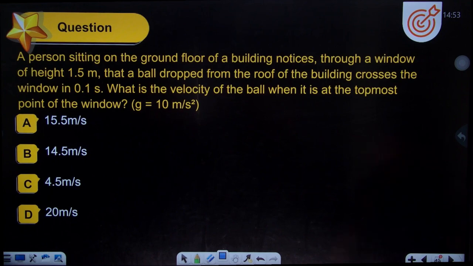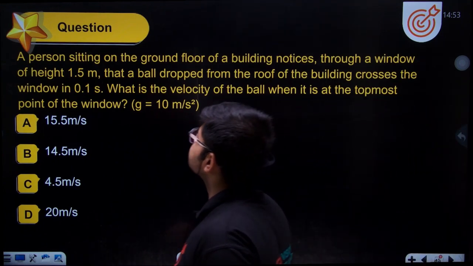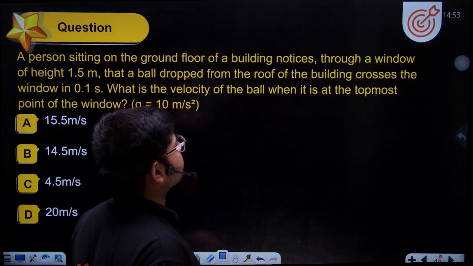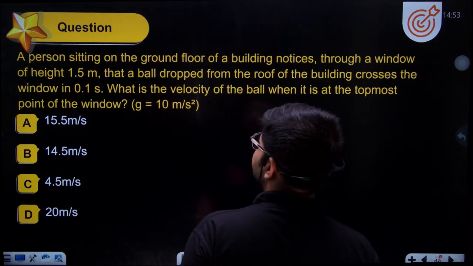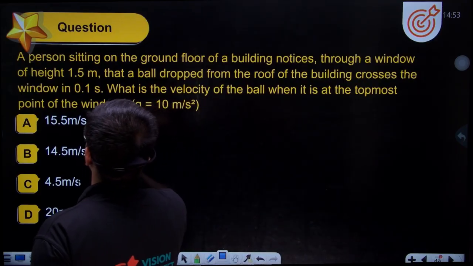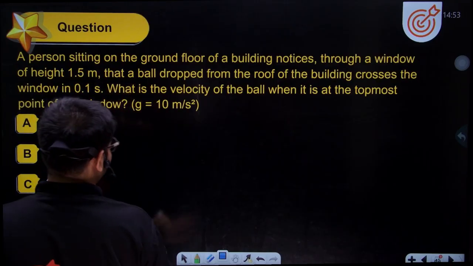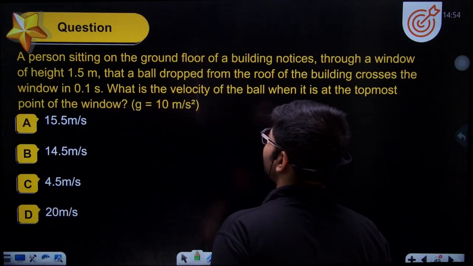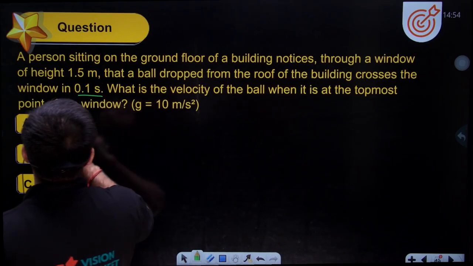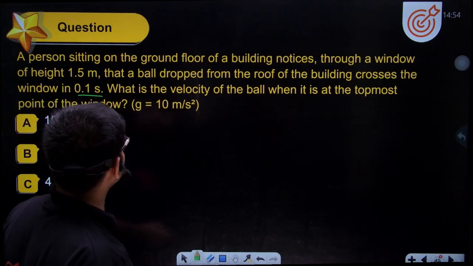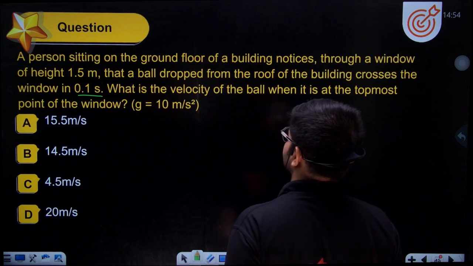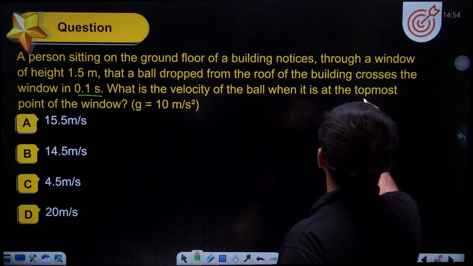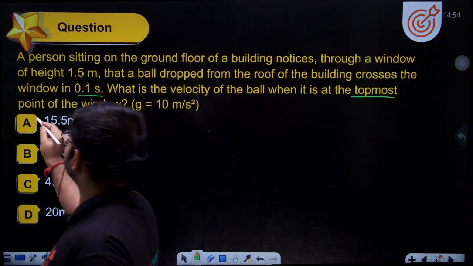Okay, now you see what they are talking about. A person sitting on the ground floor of a building notices through a window of height 1.5 meter (the window's height is given) that a ball dropped from the roof of the building crosses the window in 0.1 seconds. What is the velocity of the ball when it is at the topmost point of the window?